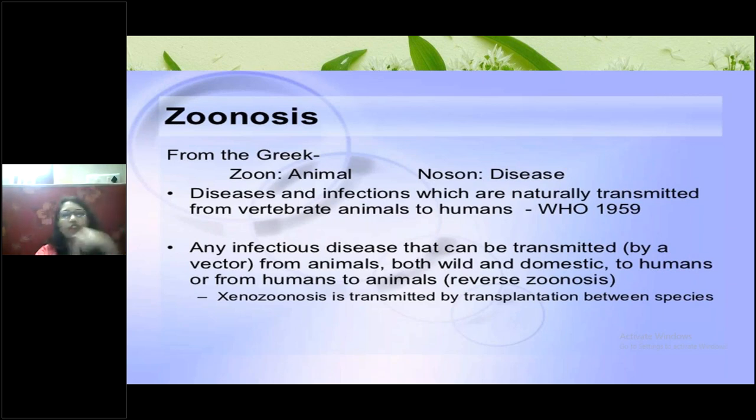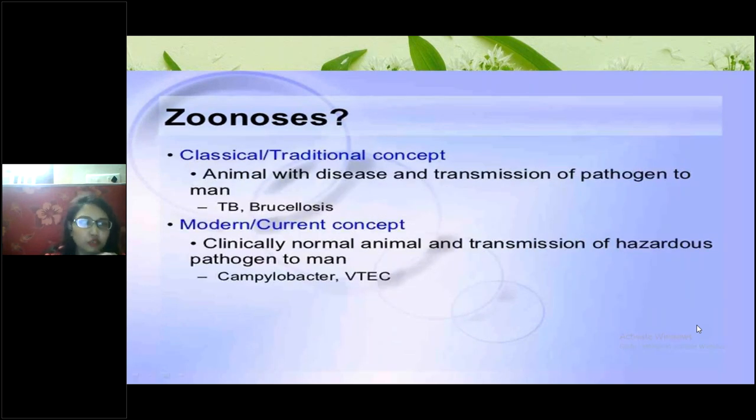So any infectious disease that can be transmitted, it may be a vector which is responsible, but it has to be from animals, both wild and domestic animals, to humans, or from humans to animals. That is a reverse zoonosis, in which humans transmit it to animals. So xenozoonosis is transmitted by transplantation between species. So this is just a term you should know. So these are the different terms in connection with the zoonotic diseases.